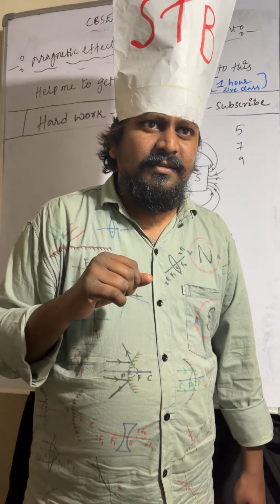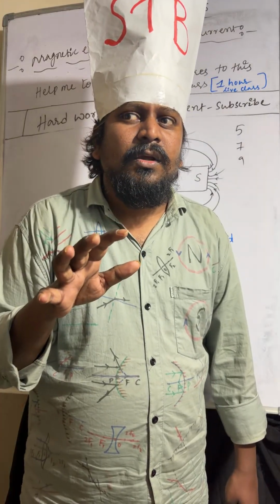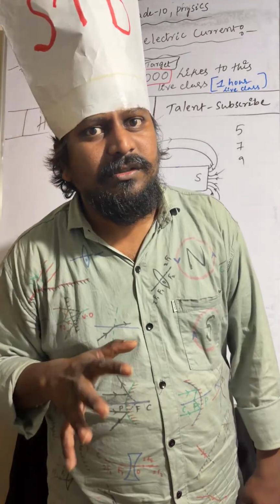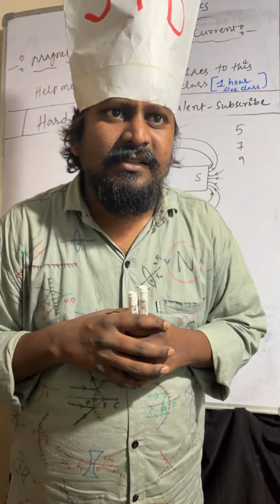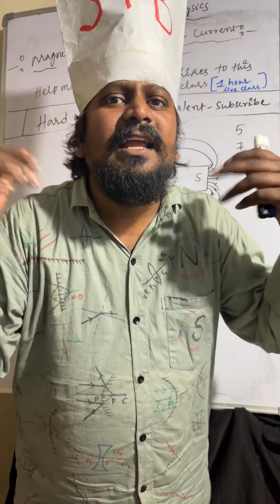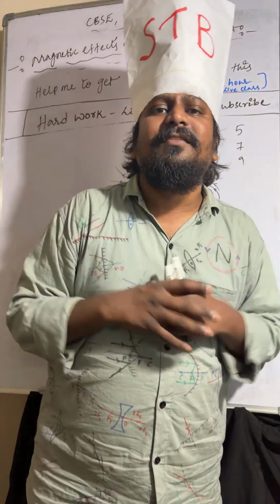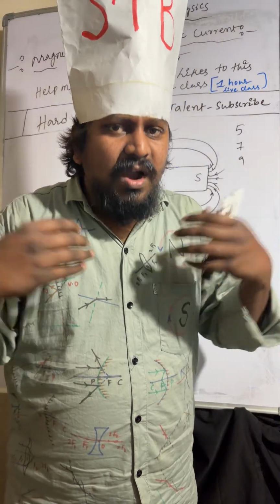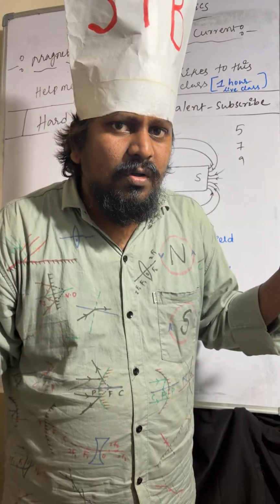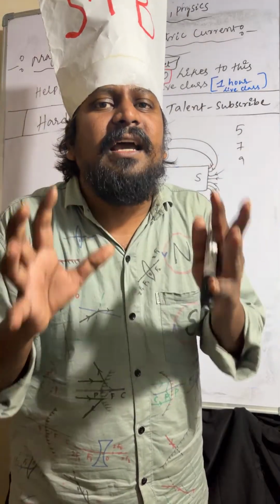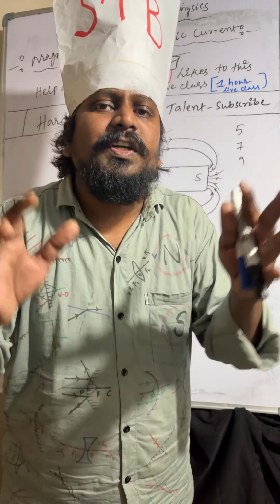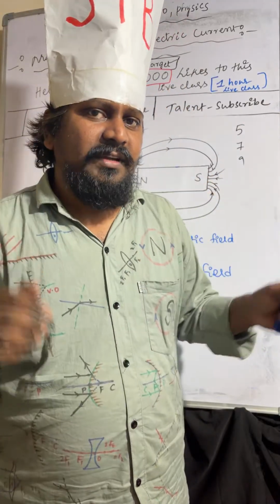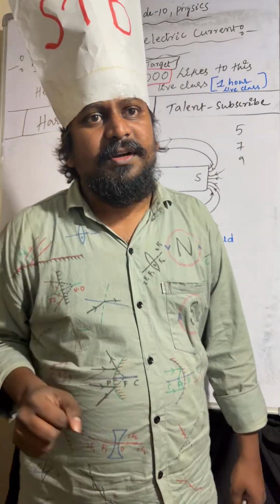I want to know one thing. I want to know the magnetic field direction at a particular point in the magnetic field. How can I identify it?